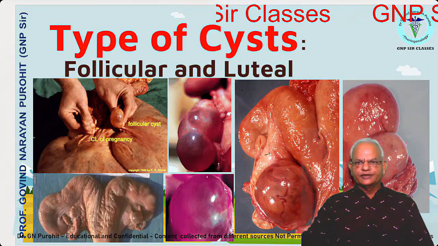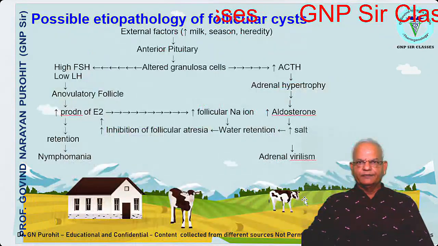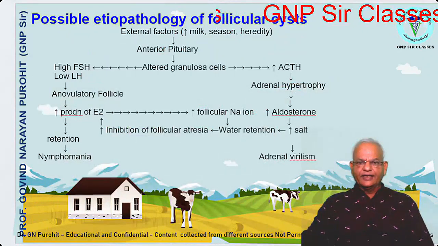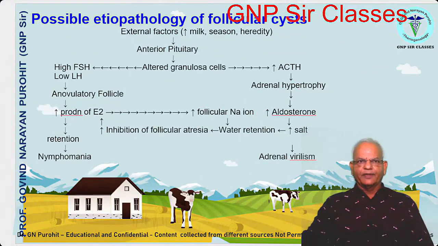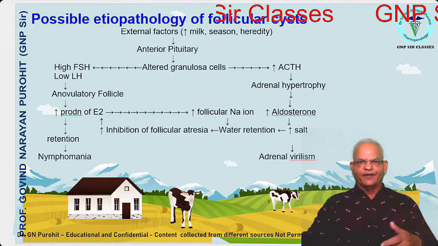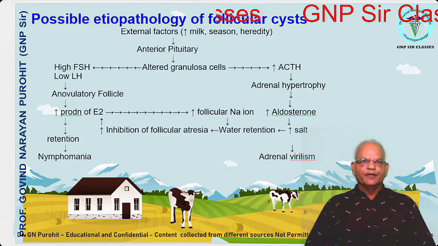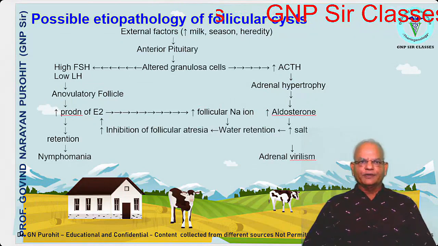Cysts are one of the difficult clinical conditions to treat, and the farmer becomes very unhappy because you are advising many hormones and still the animal is not conceiving. Now, what is the possible etiology?